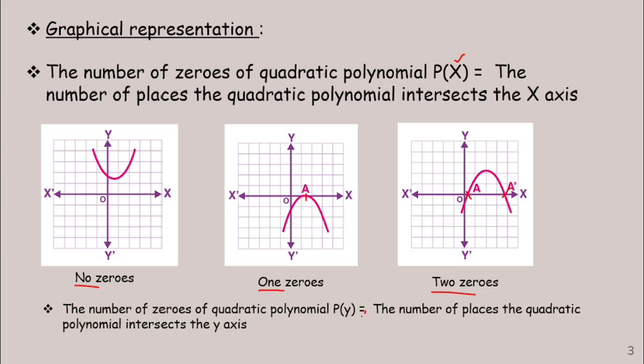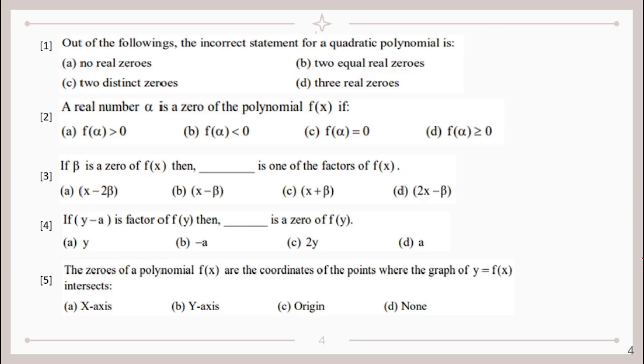Suppose the quadratic polynomial is P of y, that means the equation is in terms of y square minus 4y plus 4. The same condition will be applicable on the y-axis here. So the zeros will be calculated by how many places the graph is intersecting or touching the axis. Understood? Now move on to the questions of MCQ.